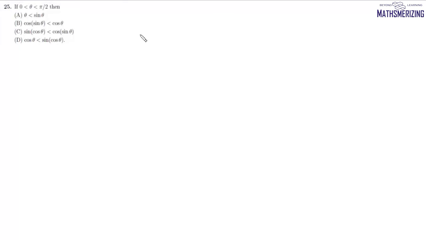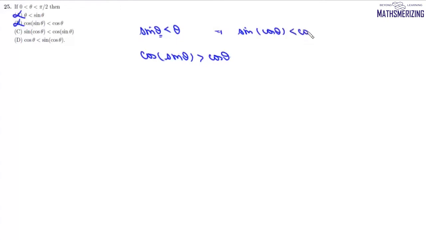Now we know that in the first quadrant, sine theta is less than theta. That means option A is incorrect. Now we take cos on both sides, and since cos is a decreasing function, the inequality will change. So we'll write cos of sine theta will be greater than cos theta. That means option B is also incorrect. Now if we take theta as cos theta, we can write sine of cos theta will be less than cos theta. That means option D is also incorrect. So this option C has to be the correct option.